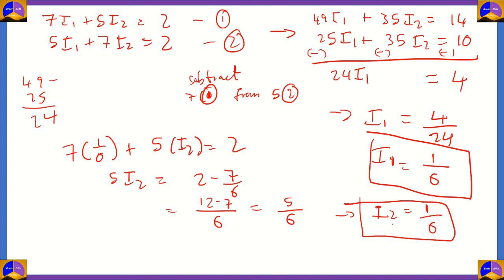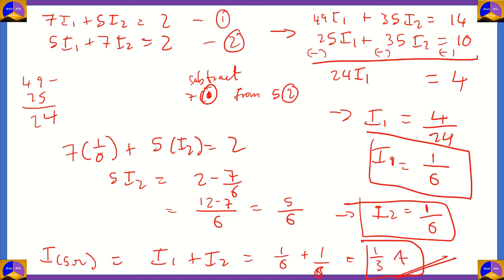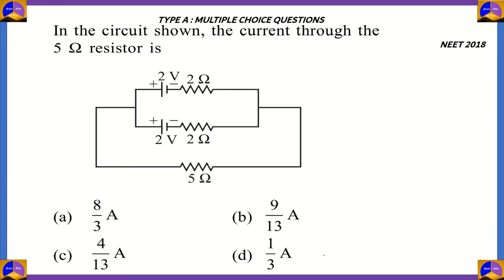So I1 is 1 by 6, I2 is 1 by 6. So the current passing through the 5 ohm resistor is I1 plus I2, which is 1 by 6 plus 1 by 6. That gives you 2 by 6, which is equal to 1 by 3 amperes. So the correct answer is 1 by 3 amperes, which if we look at our options, we can find out that option D is the correct answer for this question asked in 2018.